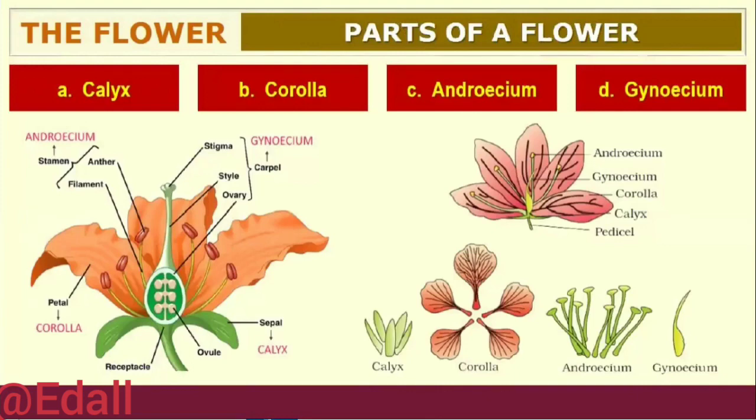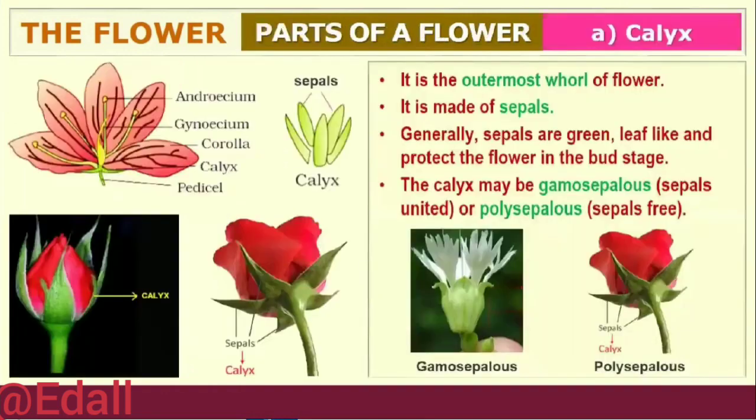5.5.1 Parts of a flower. Each flower normally has 4 floral whorls, viz., calyx, corolla, androecium and gynoecium. 5.5.1.1 Calyx. The calyx is the outermost whorl of the flower and the members are called sepals. Generally, sepals are green, leaf-like and protect the flower in the bud stage. The calyx may be gamosepalous (sepals united) or polysepalous (sepals free).